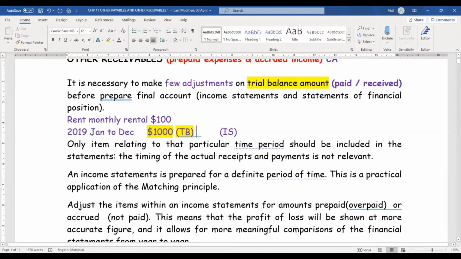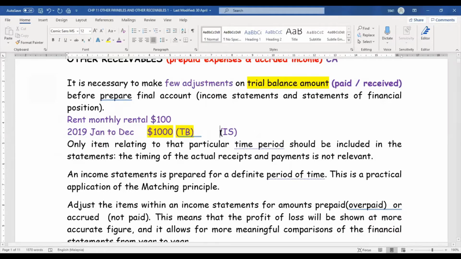Or if you see the calculation from January to December, it's 12 months. So your yearly rental will be 1,200. One month 100 means we rent for 12 months. So in a trial balance, they will write only 1,000 because we have paid only 1,000. After that, we need to prepare the income statement. Which one will go to the income statement, the 1,000 that we already paid, or the 1,200 that we supposed to pay?